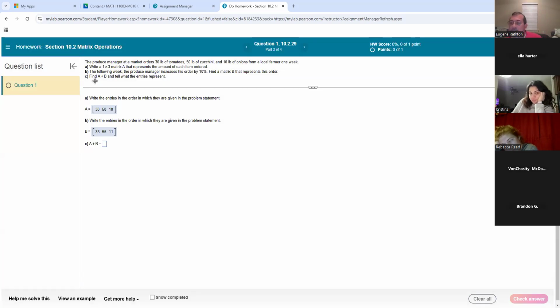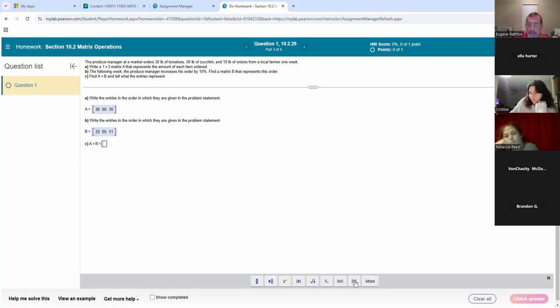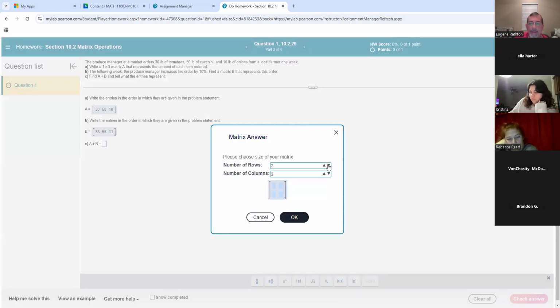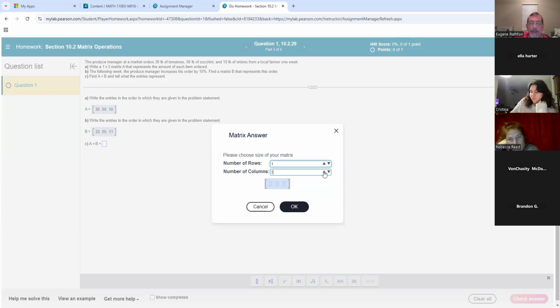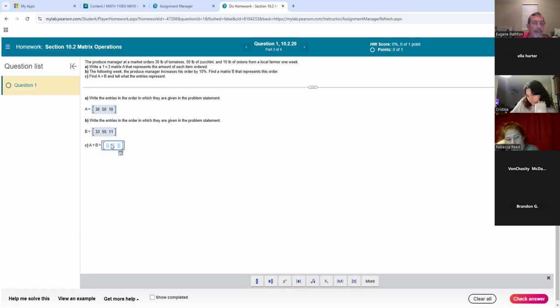Now for part C, you're actually going to add them. So to add matrices, they got to be the same size. They got to have the same number of rows and the same number of columns. And then the elements add to the corresponding elements in the next matrix. So your row 1, column 1 will add to row 1, column 1 in the next matrix. So y'all, that's going to end up being a 1 by 3 again. So make that a 1 by 3, enter.